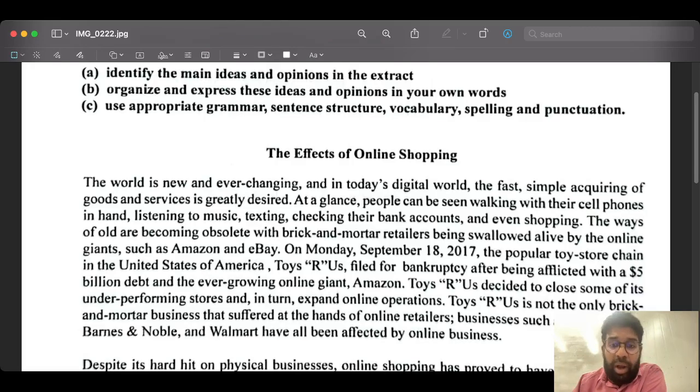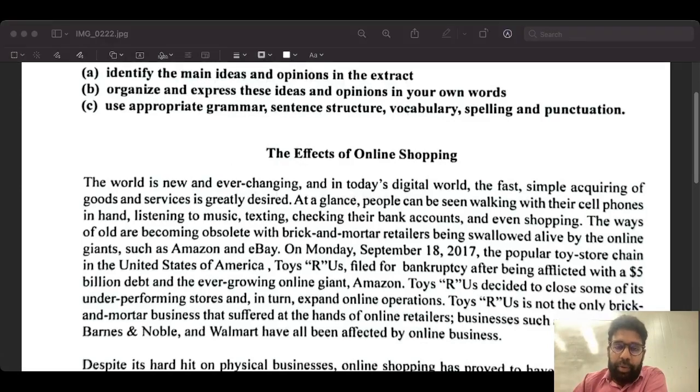Now the rest of this paragraph is just information to help support this claim that brick and mortar stores are becoming obsolete. And they talk about Toys R Us. On Monday, September 18, 2017, the popular toy store chain in the United States of America, Toys R Us, filed for bankruptcy after being afflicted with a $5 billion debt and ever-growing online giant Amazon. This is just information to help support the main idea. Do not use it. We do not use supporting details in our summary.